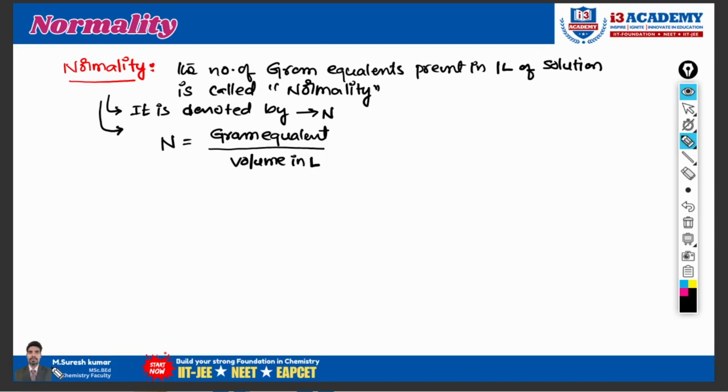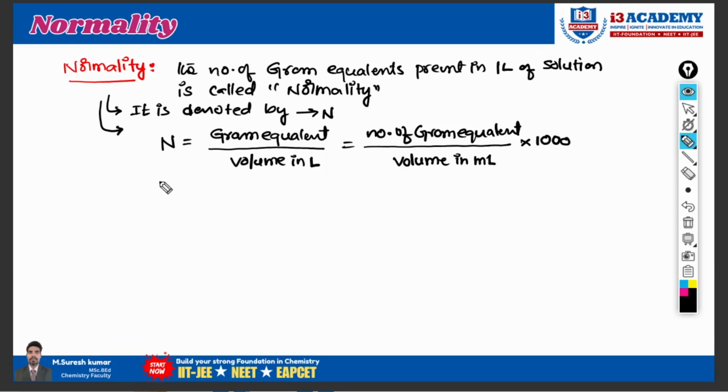It can also be written as the number of gram equivalents present in volume in ml, milliliter, into 1000. This is the mathematical way we can explain.